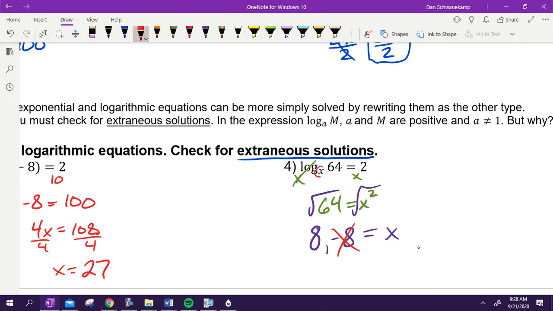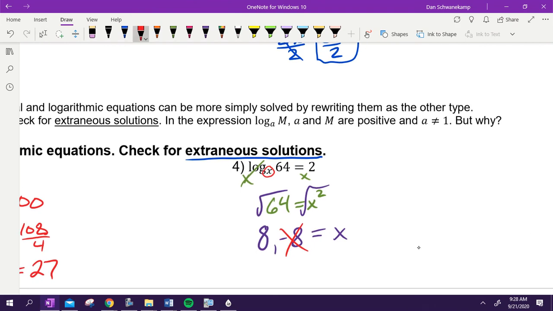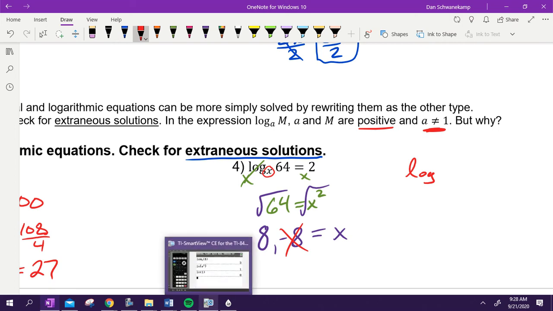The base of a logarithm, that thing right there, has to be positive, and it has to be not equal to 1. Okay, for a couple different reasons. Talk with your neighbor. It's a little bit weird, but why does the base of a logarithm have to be a positive number in order for it to be a function? Talk with your neighbor. Decide why that is.